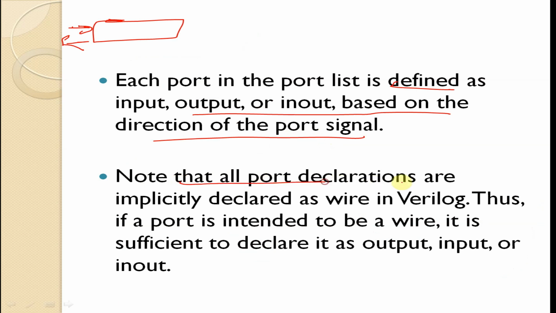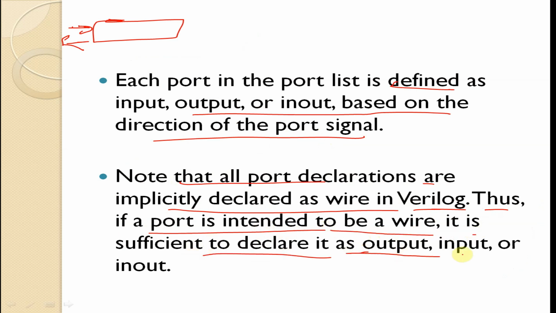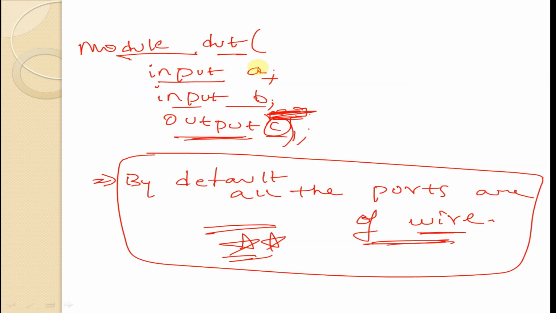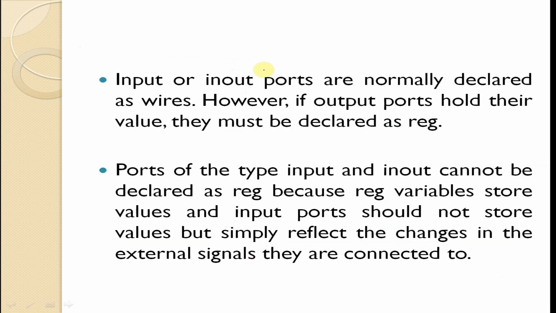And note that all the port declarations are implicitly declared as wire in Verilog, and thus if a port is intended to be a wire, it is sufficient to declare it as an output, input or in-out. If we want any particular port to be of reg type, or if we want to store any value, then we will declare the port as a reg, and it will store the value.